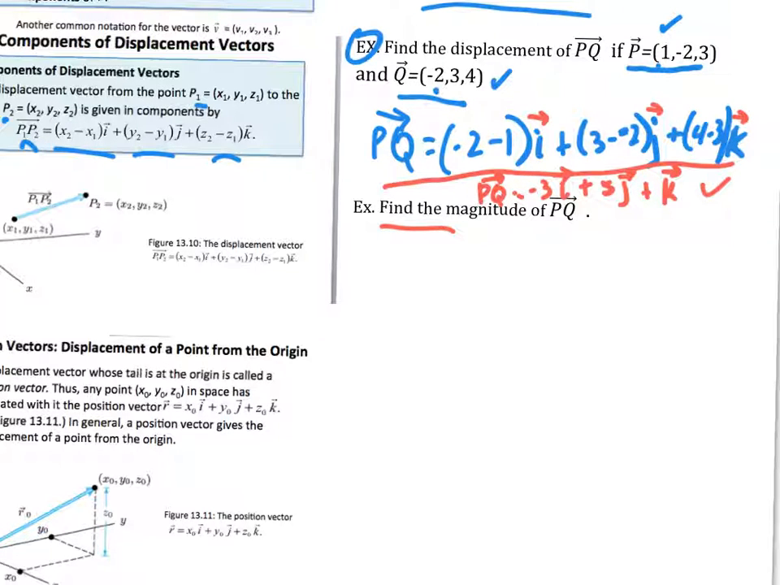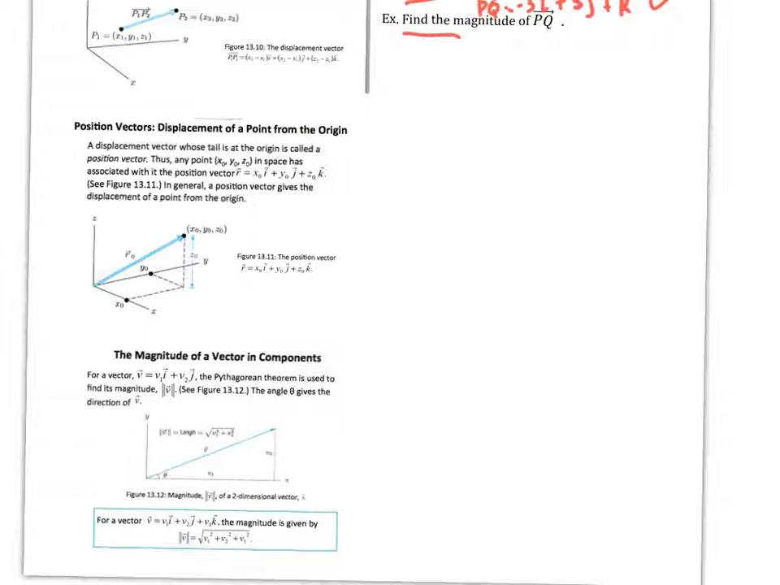Now what if we want to find the magnitude? How do we find the magnitude? Magnitude is just the distance. So I can use the distance formula in 3 space in order to figure this out. So here's where I talk about, well, I have it down here. For the magnitude of a vector in components, you just go ahead and use the distance formula essentially, as long as your vector is in standard position.